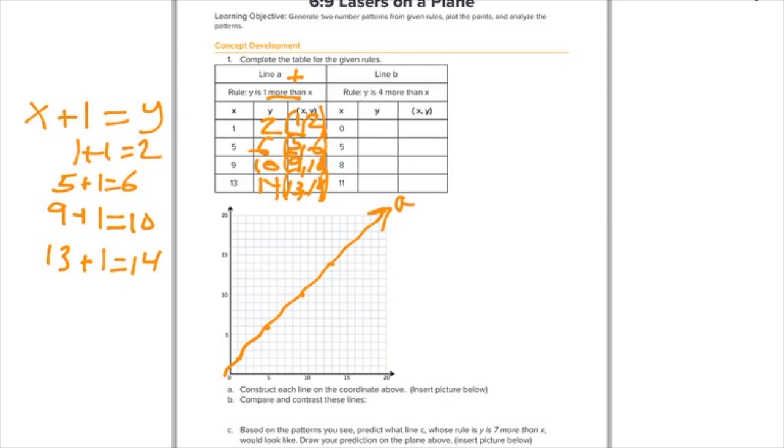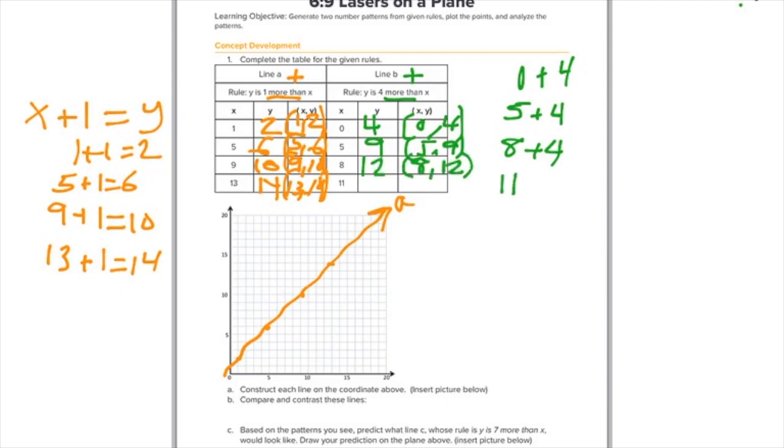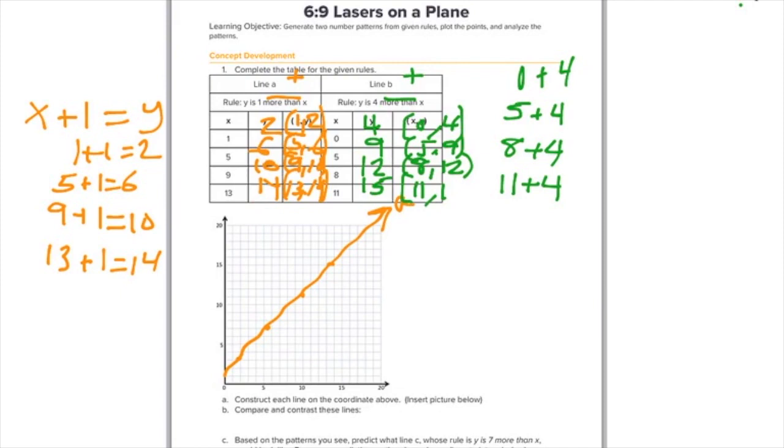Then we are going to do the same thing for B. This time, y is 4 more than x. So if y is to be 4 more, I'm going to add 4. So 4, that's going to be 0, 4. Here I have 5. I'm adding 4 because it's 4 more, that's 9. Here I have 8, adding 4. That's going to give me 12, so I have 8 and 12. And then I have 11, and I'm adding 4. It's going to give me 15, 11 and 15. And now I'm going to plot this.